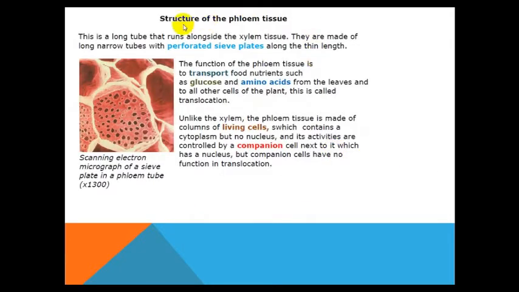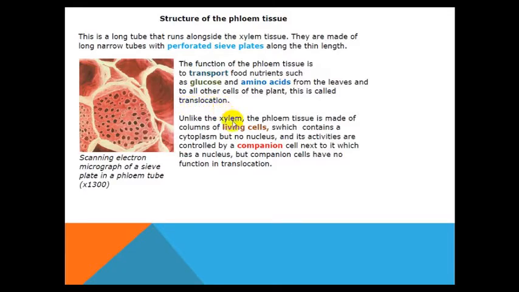Next, the structure of the phloem tissue. Phloem tissue is a long tube that runs alongside the xylem tissue. They are made up of long narrow tubes with perforated sieve plates. Perforated refers to the tiny holes present at the ends of the plates, on top and below, alongside the phloem tissue. Its function is to transport food nutrients like glucose and amino acids from the leaves to all parts of the plant in a process known as translocation.